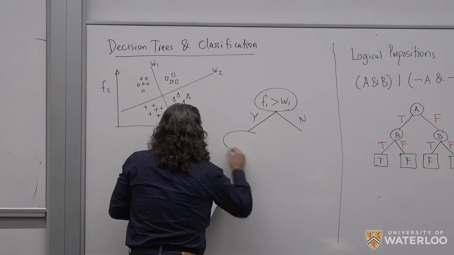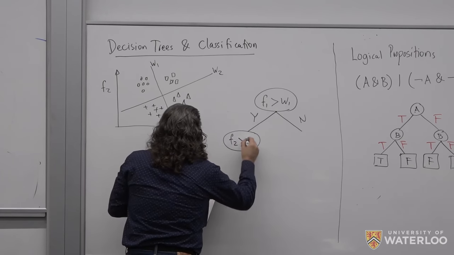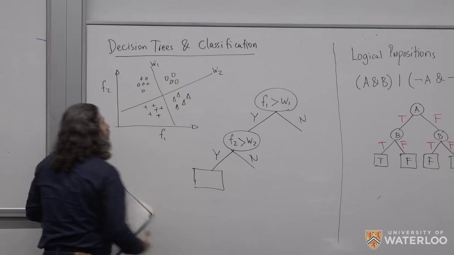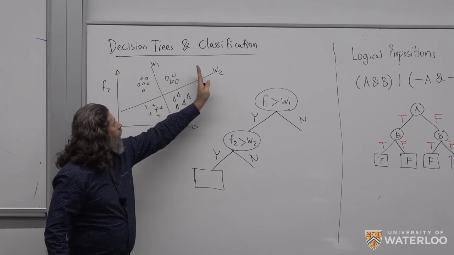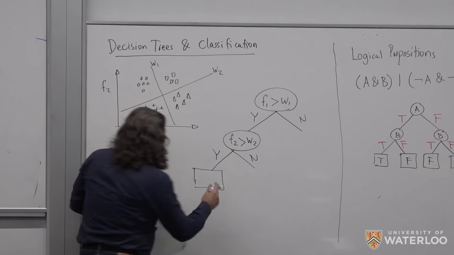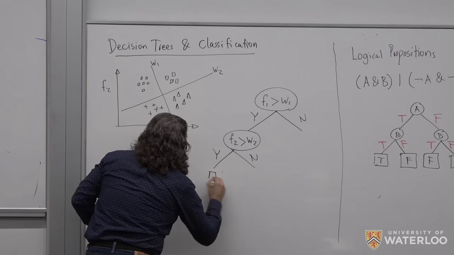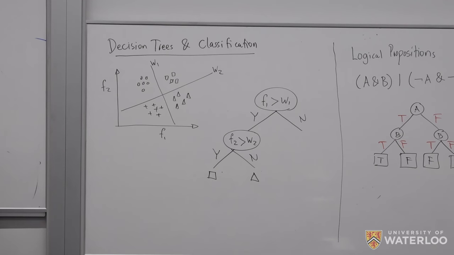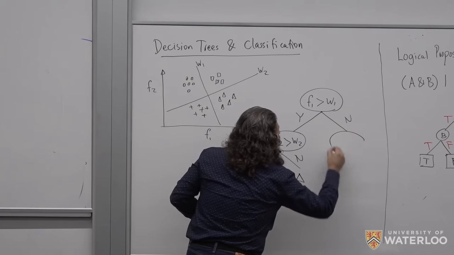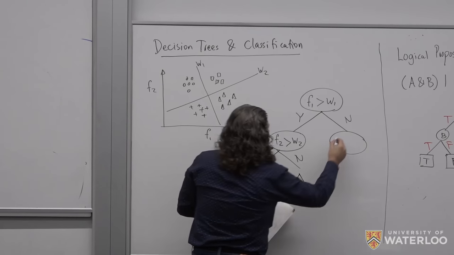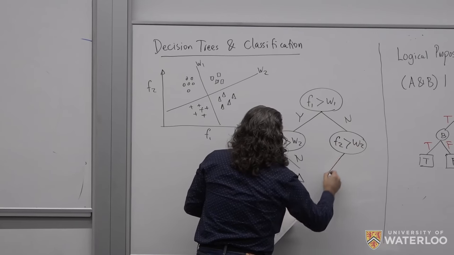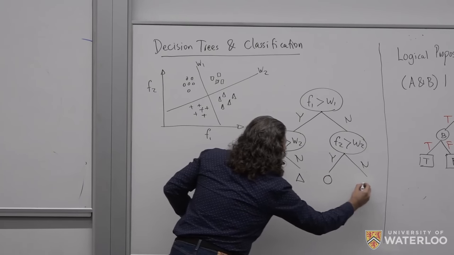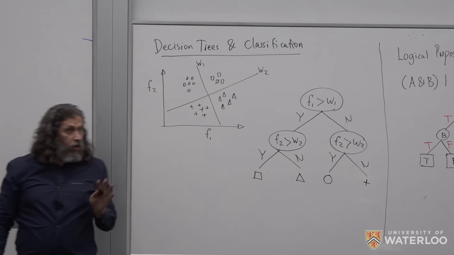Then if it is yes, I will ask the question, is F2 greater than W2? Then I will get yes or no. Then I can make a decision. If F1 is greater than W1 and F2 is greater than W2, then I have a square. If it is not, I have a rectangle. On the other side, I will ask whether F2 is greater than W2. Again, I get yes or no. So if yes, I get a circle. If no, I get a cross. So I can do it.